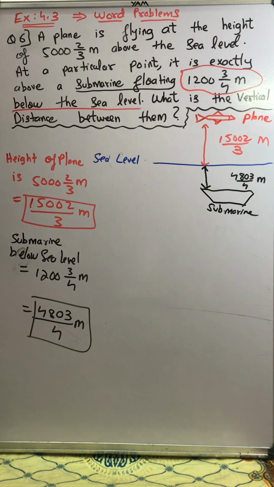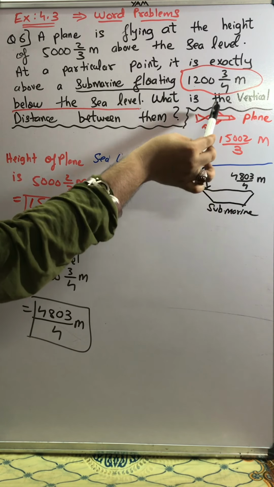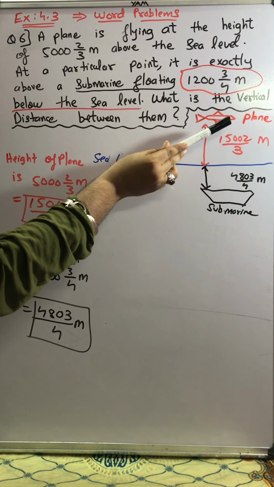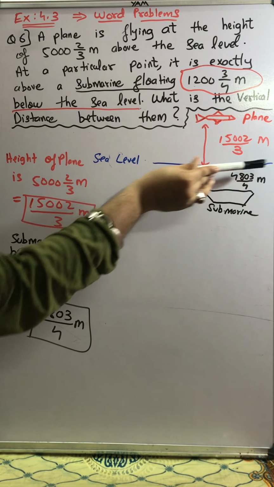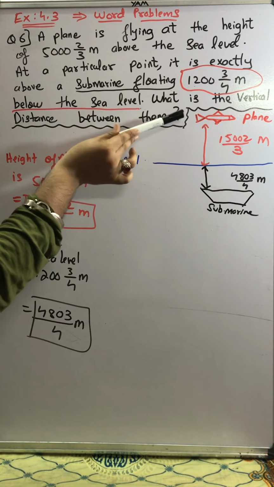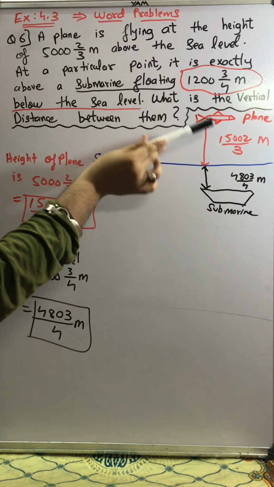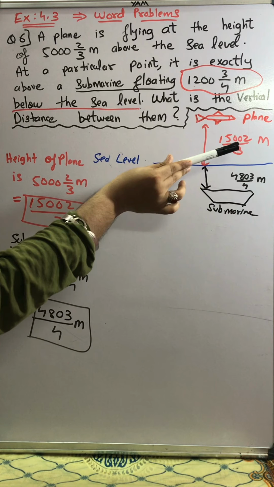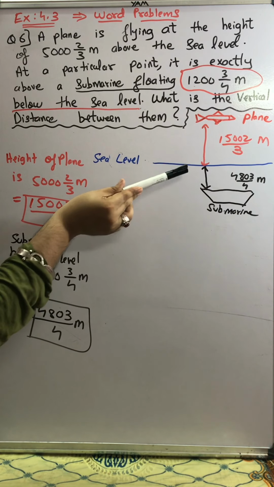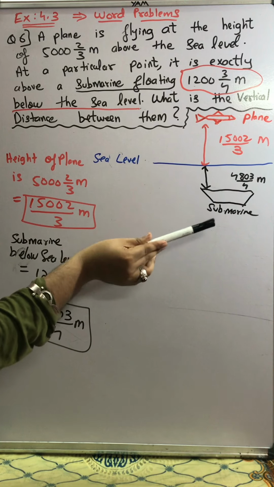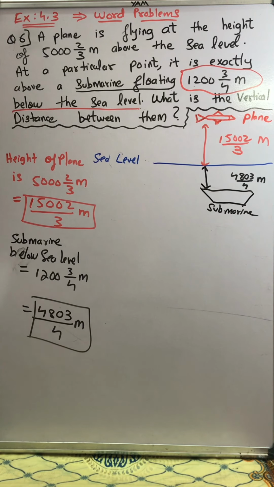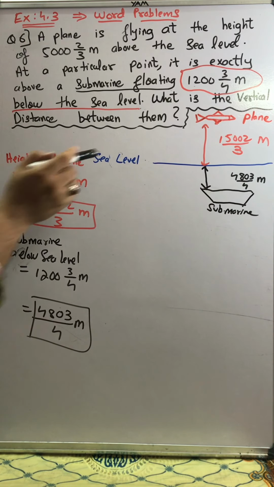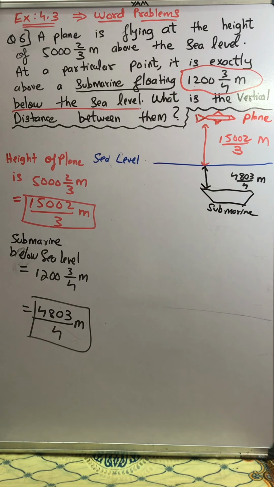So hope you all understood the story. Exactly in a straight line, one below another, we have here the plane, and exactly below it we have a submarine. This blue color is the sea. Plane is above the sea level. How much above from the sea level? The plane is 15,002 upon 3 meters above. And exactly down from the sea level, this blue color, we have the submarine, which is 4803 upon 4 meters. Now what is asked? It's so simple. What is the vertical distance between them? We just have to find out, students, the vertical distance between them.